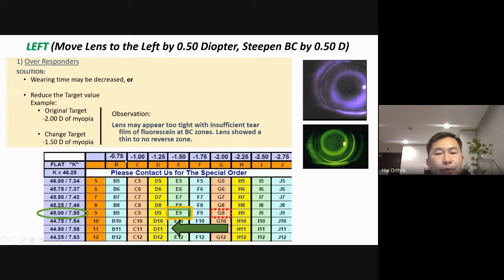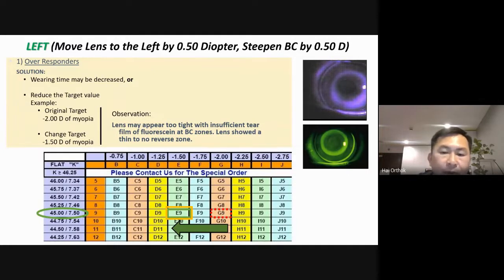For example, if a patient comes in with -2 diopter and K1 is 45, then we will select the G9 lens as the initial lens for that patient. It might be the final lens too. It depends on whether our selection is correct or incorrect based on the morphology and astigmatism of the patient's eye.